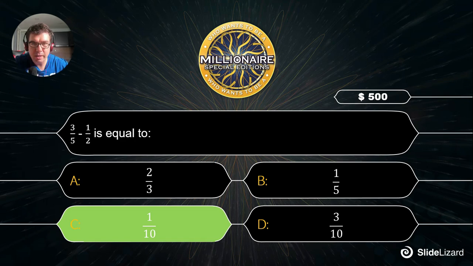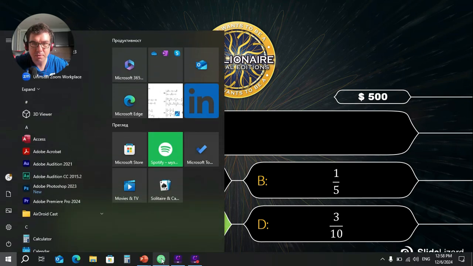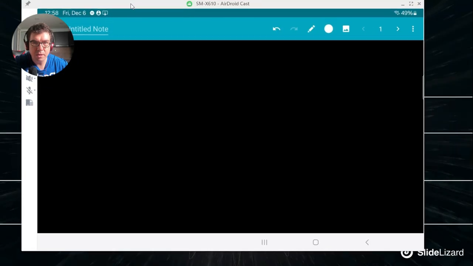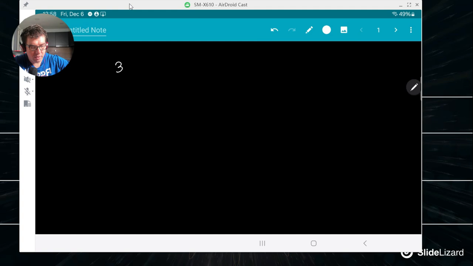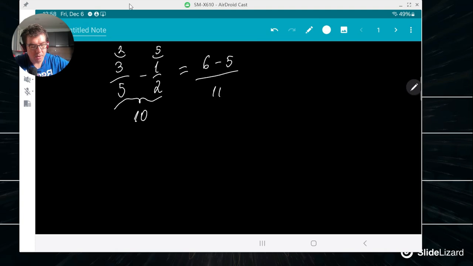Let me briefly show you on the tablet how we do this in more detail. So if someone has difficulty with this, this is 3/5 minus 1/2, and as I told you, what we need to do is simply find the common denominator, which is, as we know from the previous topic, the least common multiple, the smallest number that can be divided both by 5 and by 2 without a remainder. So the least common multiple would be 10, right? So we expand here by 2, we expand here by 5, and what we get is 3 times 2, 6, minus 5/10, which is 1/10. Okay, that's for the first one.